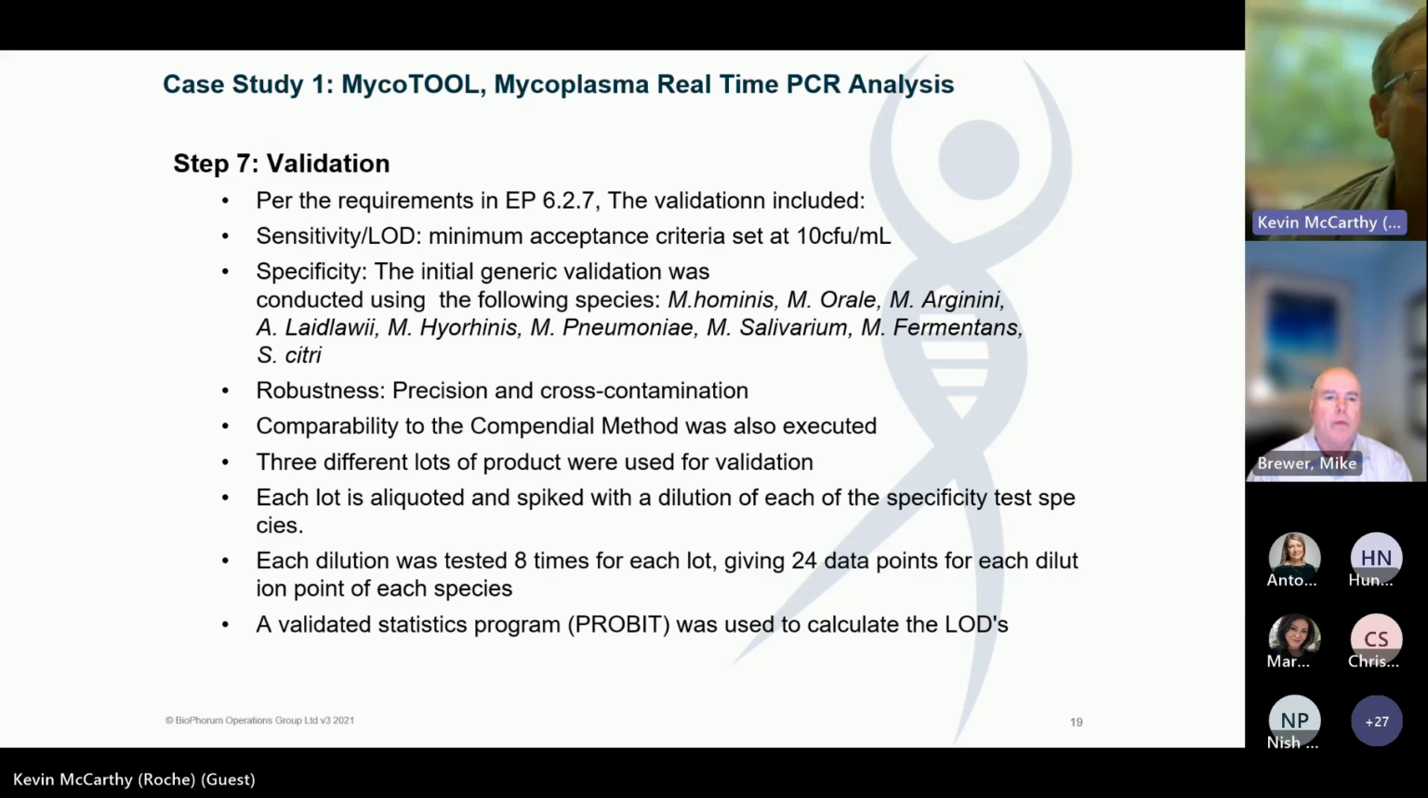Three different lots were used for the validation, and each lot is aliquoted and spiked with a dilution of each of the specified test species. Each dilution was in turn tested 8 times per lot, giving 24 data points for each dilution point for each species. The validated statistics program PROBIT was used to calculate the LODs.